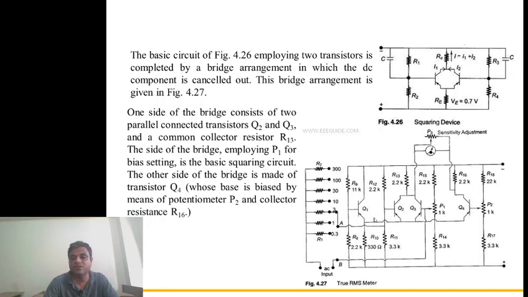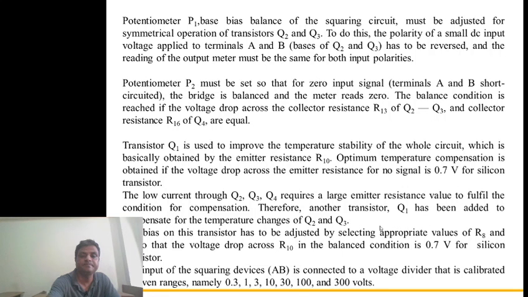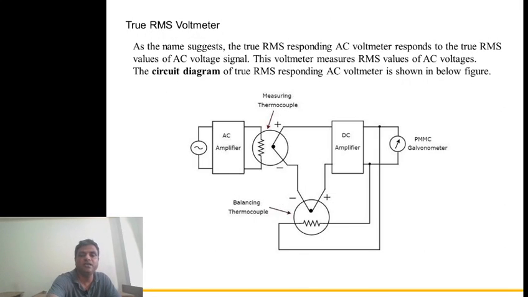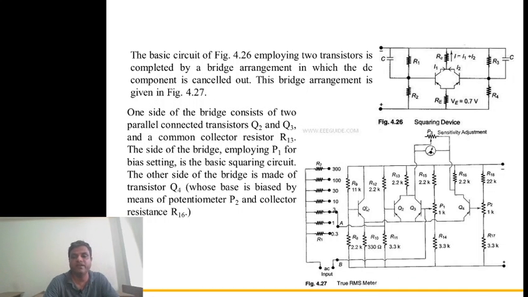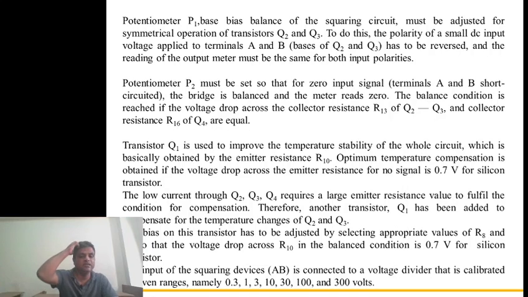Then we use this particular combination to make this input high. So Q2, Q3, Q4 require a large emitter resistance value to fulfill the condition for compensation. Therefore, another transistor Q1 has been added to compensate the temperature change of Q2 and Q3. This particular we have added. This combination is used so that it provides temperature stability. It provides an emitter follower combination. So those are basically the advantages.